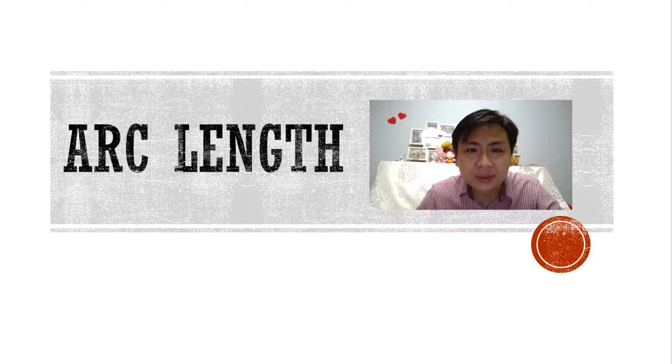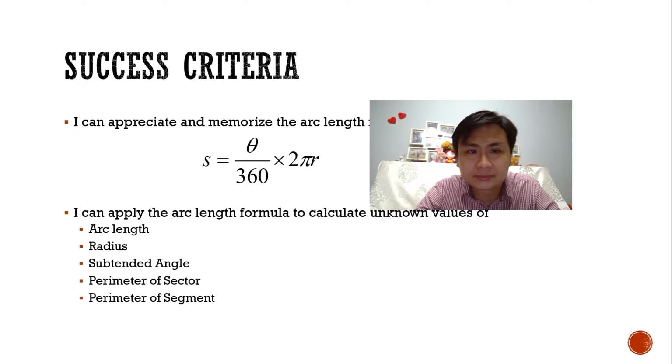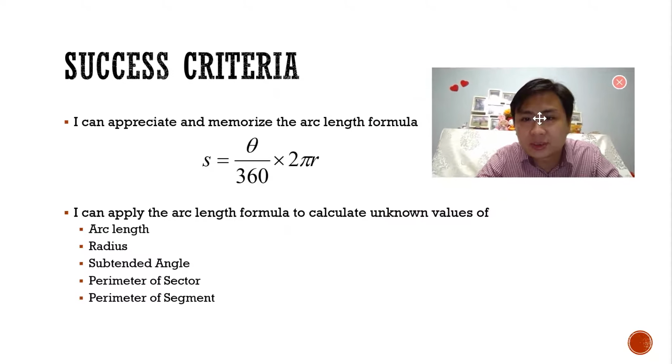Hello everyone, today we are going to learn how to calculate the arc length of a sector. Now first of all, we need to understand and appreciate the formula: arc length S equals theta out of 360 multiplied by 2 pi r. Later I'll be explaining what all these symbols mean.